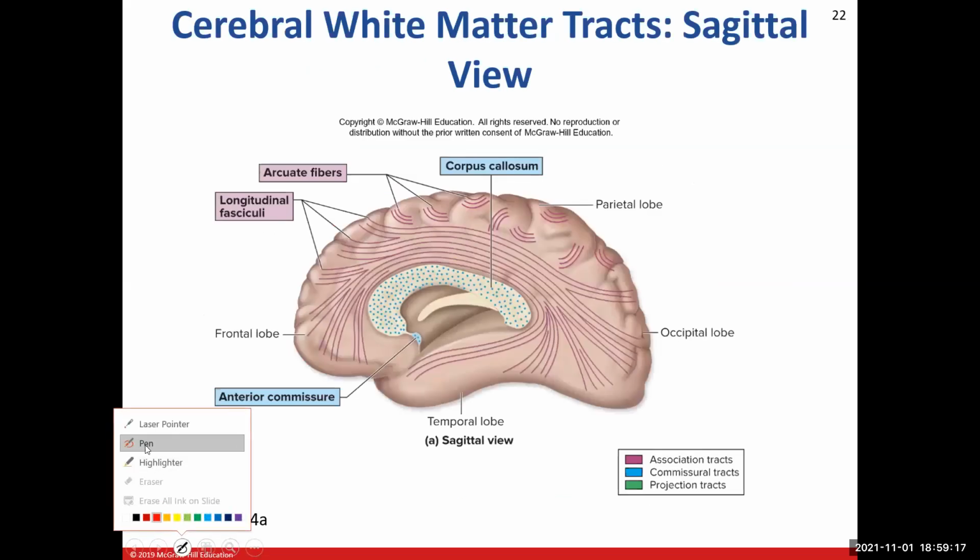So that's what this picture here is showing us. You can see how we have our association tracts. You have your arcuate fibers, and they're just going to go from one neighboring gyrus to the next. And then you have your longitudinal fasciculi fibers, and they're going to go from one lobe to another lobe. And then in the middle here, you can see we have our commissural tracts, and these are going to connect different hemispheres, the right to the left and vice versa. Here we have the corpus callosum, the big, large one. Then just below it, we have the anterior commissure. The posterior is not on this picture, but it's back here.